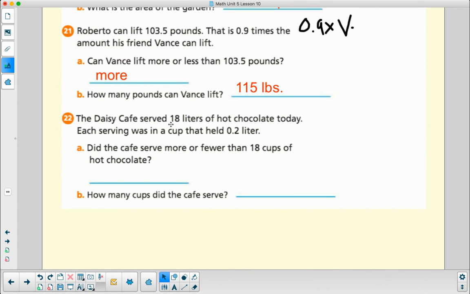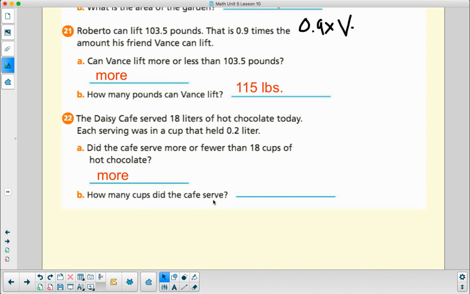So the Daisy Cafe served 18 liters of hot cocoa today. So altogether 18 liters. Each serving was in a cup that held 2/10 of a liter. Did the cafe serve more or fewer than 18 cups of hot chocolate? Well, each cup only has 2/10 of a liter. They have less than a liter. So if each cup was 1 liter, they would have served 18 cups. Each cup is less than that, so they served more.